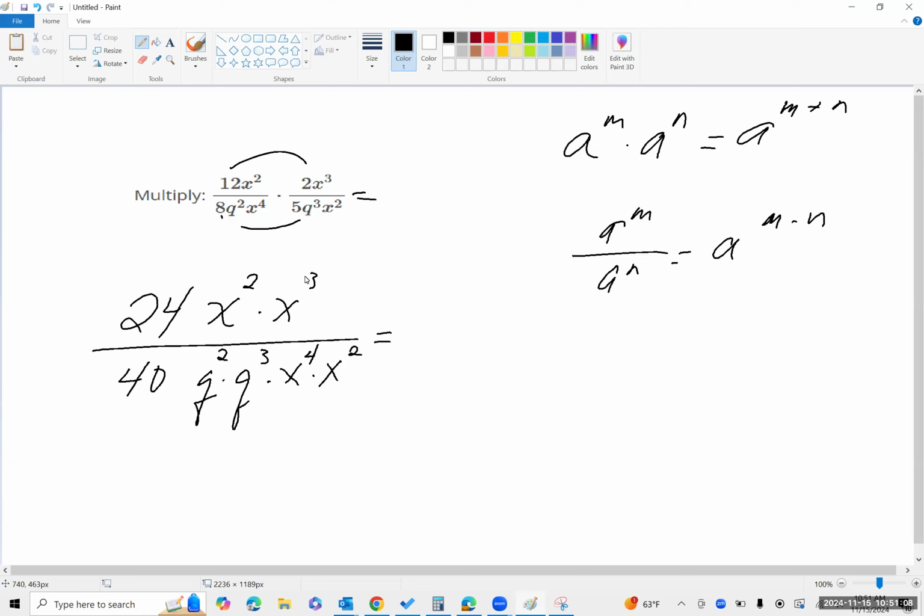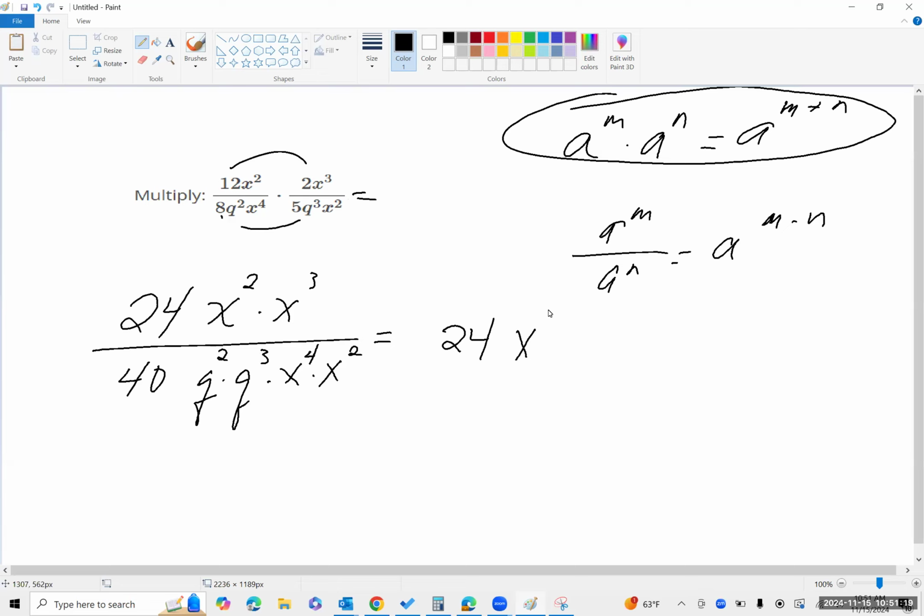So let's go ahead and use this rule. Basically add the exponents. So we've got 24 x to the 5th and 40 q to the 5th x to the 6th. Okay.